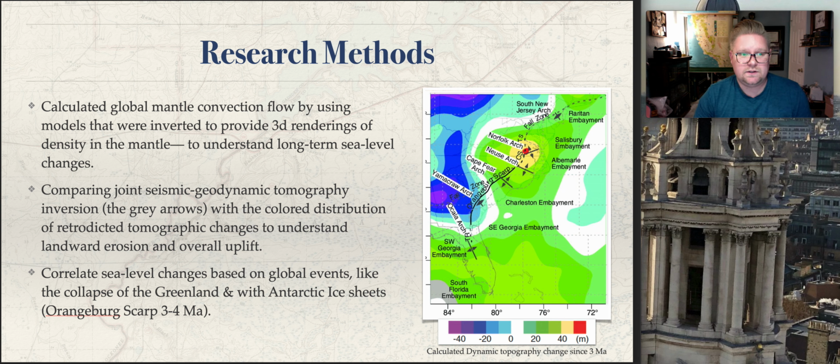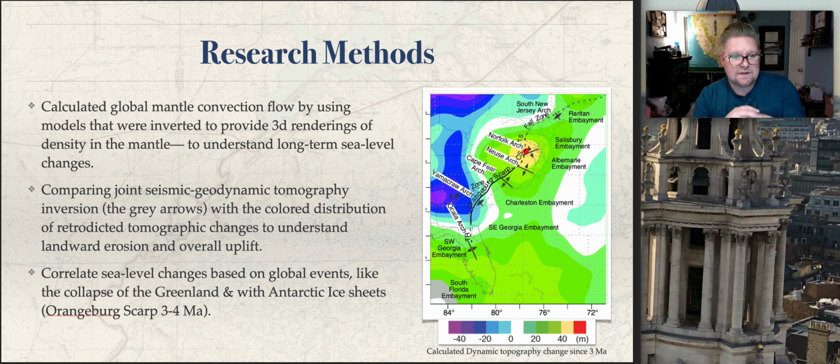So as we can see, the calculated global mantle convection of flow by using these models show that there could be a 3D rendering of the density in the mantle to understand long-term sea level changes. So the advantage of looking at these inverted 3D renderings is that it's able to show us what's happening now and a little bit in the past, but it does have a limitation as to how far back we can go. So it isn't that effective to look back 3 million years, but we're able to then look at current status of that flow and moving forward as to what to expect. Are we going to be expecting any form of rebound or uplift?